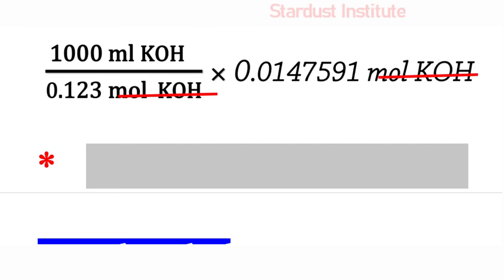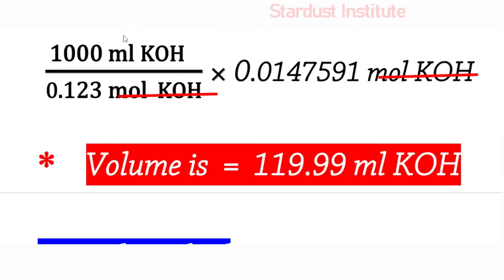Volume is 119.99 milliliters KOH. Volume of this KOH solution is 119.99 milliliters.